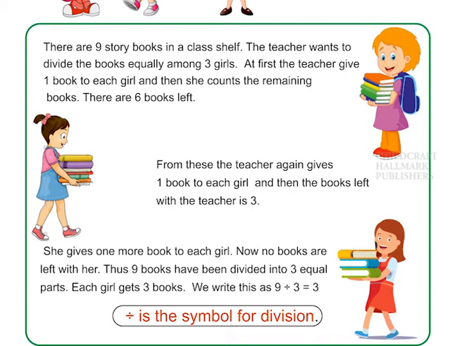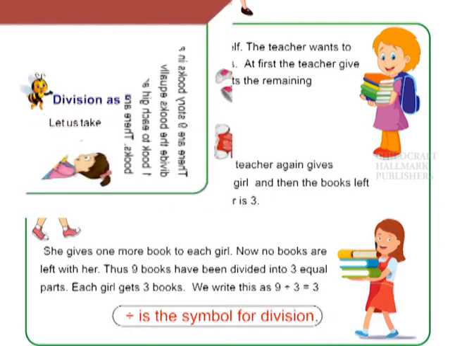Thus 9 books have been divided into 3 equal parts. Each girl gets 3 books. We write this as 9 divided by 3 is equal to 3. This is the symbol for division.